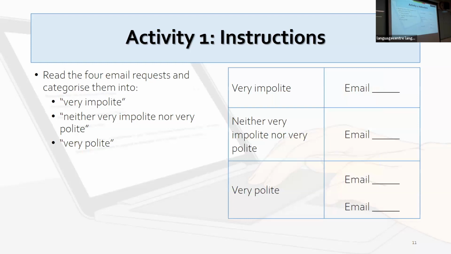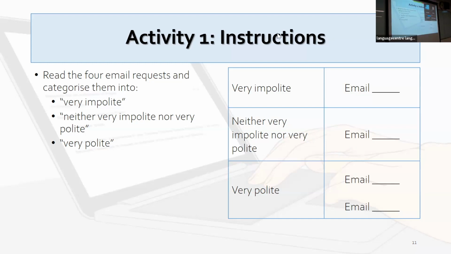Could you please take a look at the emails and categorize the 4 emails into very impolite, neither very impolite nor very polite, and very polite. Have a look at the emails first and try to fill in the table on page 1 of your handout. I'm just walking around to check the answers of all the in-person participants. They're still reading the emails, but it seems that different people have different judgments of which email is, for example, very impolite or very polite. Seems that everybody has different answers.